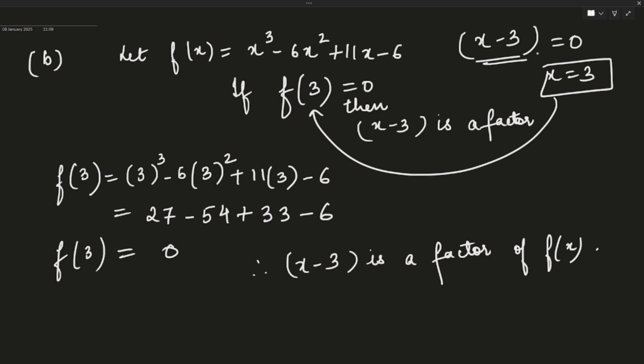So this is how we do these questions. We check if a particular polynomial is a factor of another polynomial or not. There are two methods. One is the algebraic division method, which is the long method, and the other is the factor theorem method, which is a shorter and easier method.